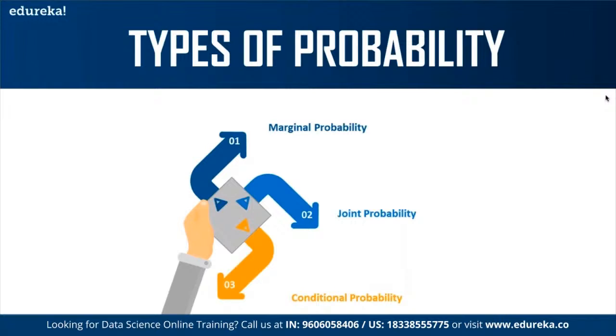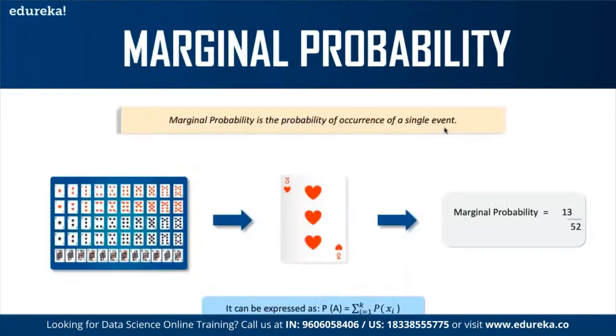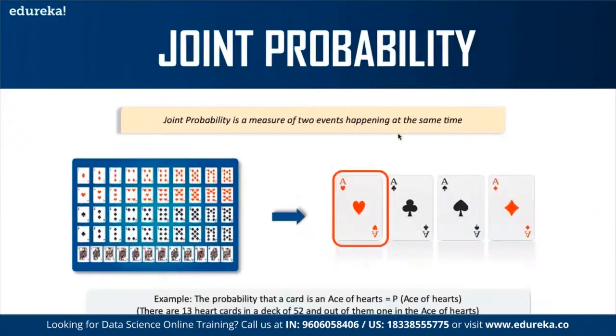Marginal is simply the probability of occurrence of a single event. For example, what is the possibility of finding a 3 here? There are three, and for the red heart, it is 13 by 52, being the occurrence of a single event, right? Then joint probability is a measure of two or more events happening at the same time. What is the probability of finding 3 spades or 4 spades, or suppose 4 aces, in a game? We can find this as a part of joint probability, right?